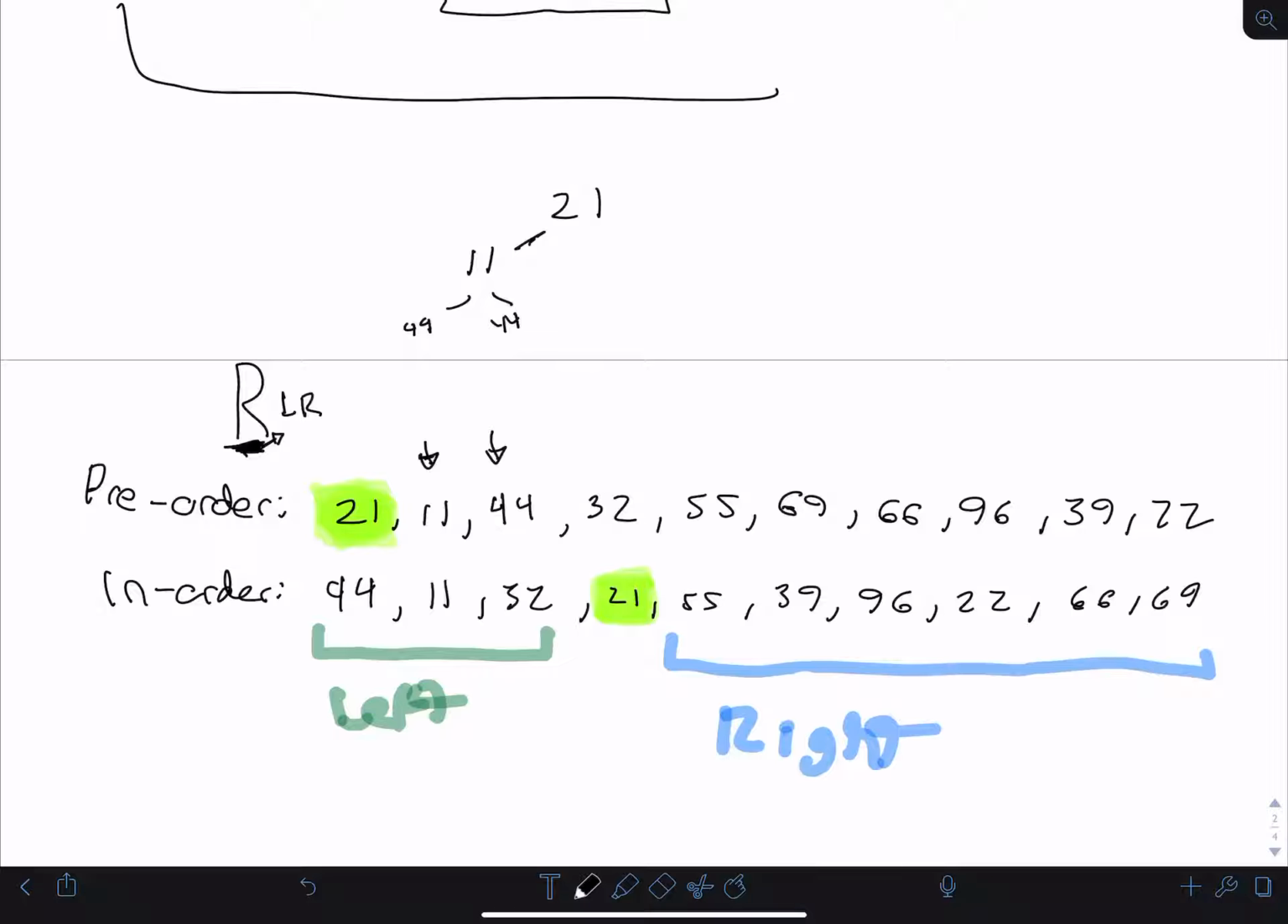We'll figure that out later, because 44 could potentially be here. We don't know yet. We have to look at the in-order traversal for that. But that's not what we're looking at yet. All I want to say is that, at least on the left side, 11 has to come before 44 as a child.